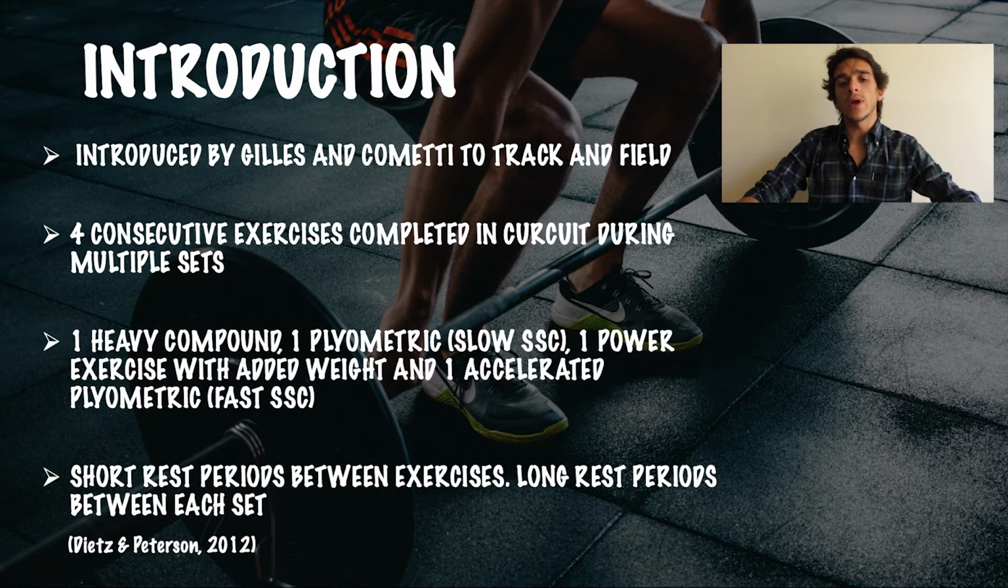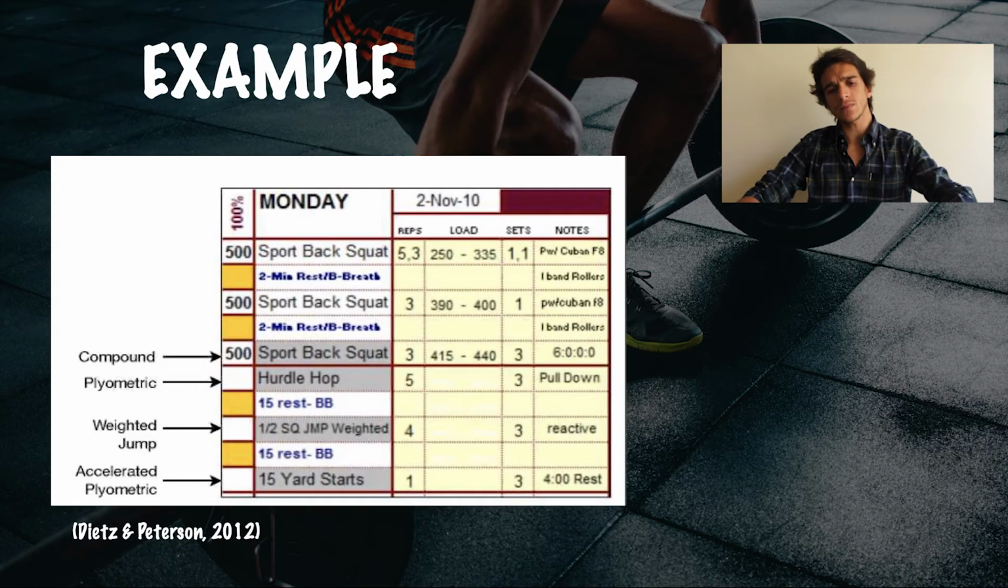The prescribed rest between the exercises is generally short, taking around 15 to 20 seconds, but a longer rest period takes place at the end of the set with around 2 to 4 minutes at least. This happens before restarting the circuit again, and it does so due to the extremely taxing nature of the French contrast method. So this is an example of the protocol taken from the Carl Dietz book, Triphasic Training.